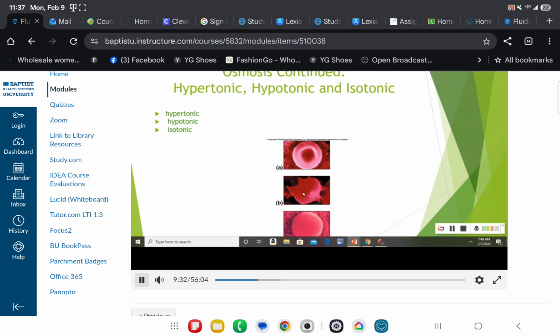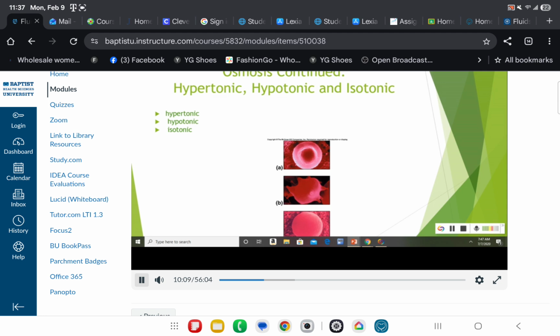Figure B shows what happens when you place a cell in a hypertonic environment. So hypertonic says that your solute concentration outside the cell is greater than your solute concentration inside the cell. And so what's going to happen is water is going to move from the ICF to the ECF, and it's going to cause the cell to shrink. Okay. So you don't want this to happen. You don't want to have more solutes outside the cell, because it's going to cause the water to move from the ICF to the ECF, and the cell in turn is going to shrink.